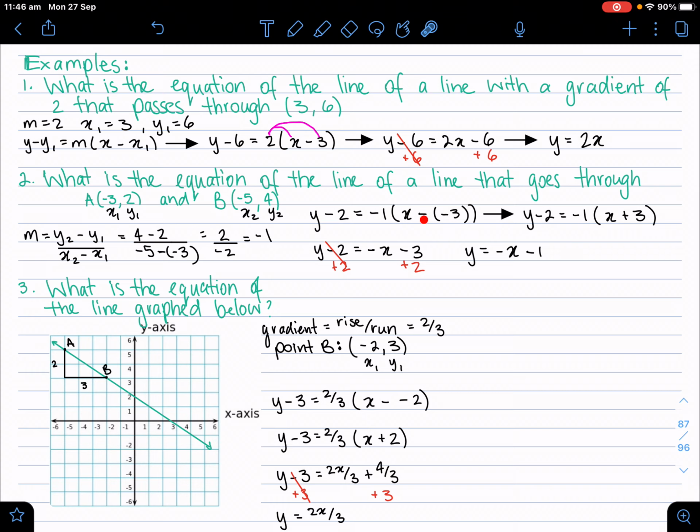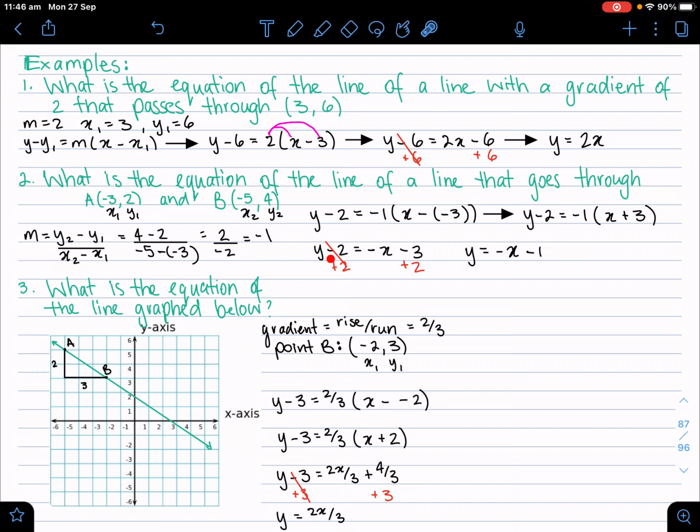Then, before I can expand the bracket, which is the next step, I need to simplify this minus minus in the brackets. That becomes a plus. Next step, expand the brackets. Minus 1 times x, minus x, minus 1 times positive 3, negative 3. And the last step is to get y by itself. Make y the subject of the formula.